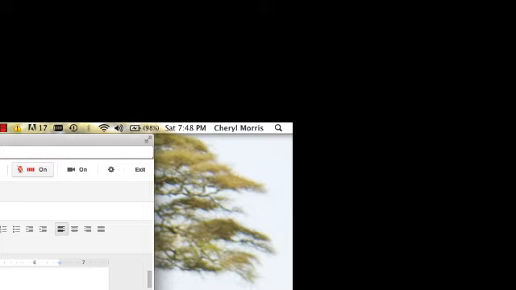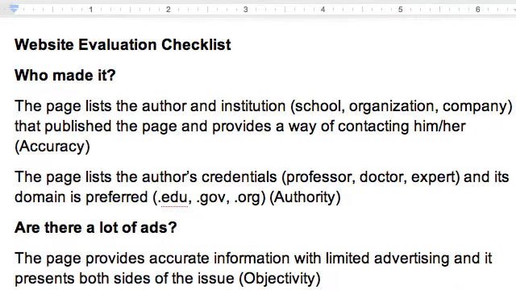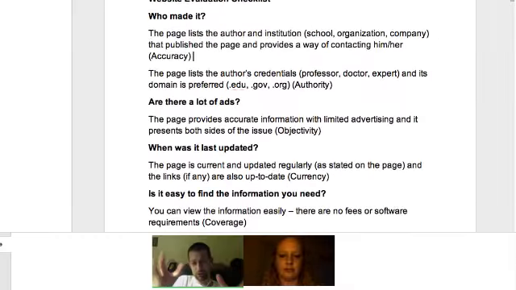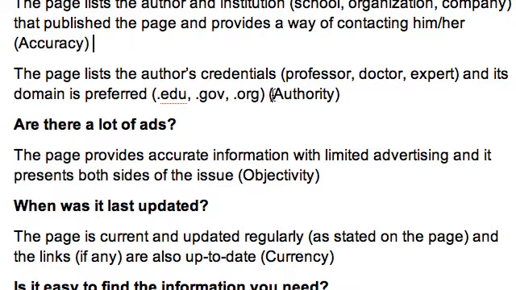So first of all, you want to look at who made it. Who is the person who wrote the article themselves, their credentials, whether they're a professor, a doctor, or some kind of expert, they have a degree in the field that they're writing about, so whether you can trust them in that kind of way. One of the easy ways to tell that, even before you click on the Google link, is to see if the extension for the website is .edu, .gov, .org. Those kind of things are generally indicative that you can trust the information that you'll find there.